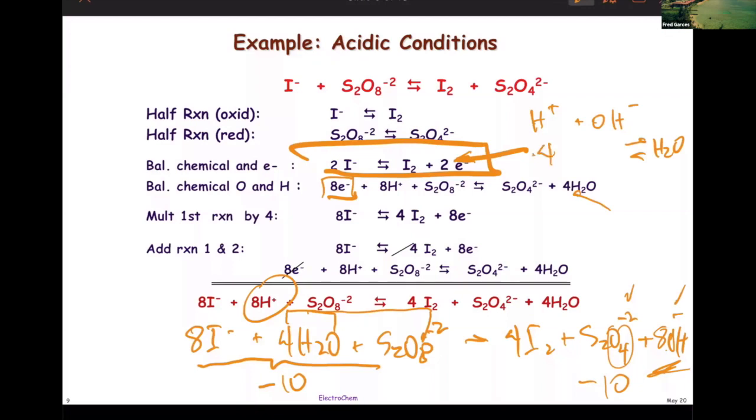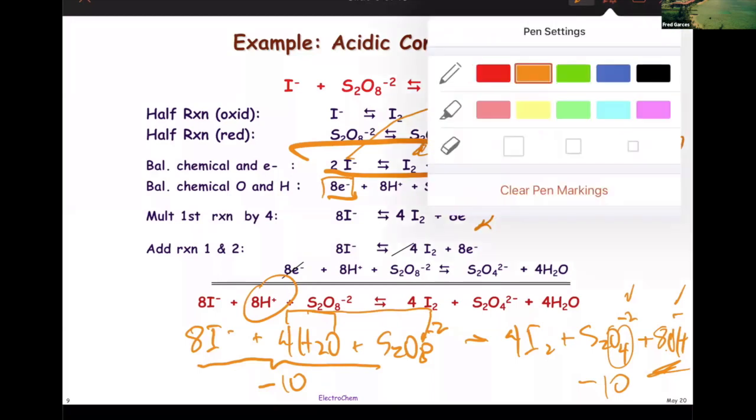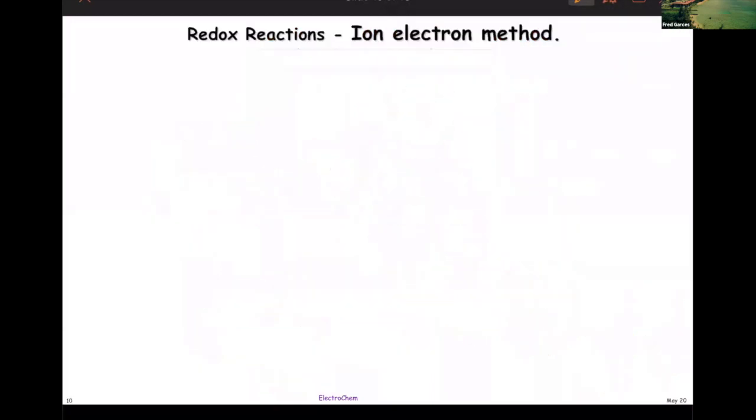By multiplying it by 4, this now becomes 8. That's why. So the very last step in the redox equation is to make sure that the electrons cancel, and you multiply each equation so that they have a common number of electrons. And that basically is how you balance a redox equation.